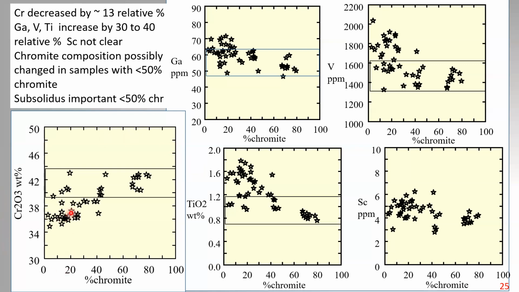So how do you know that chrome number, or Cr2O3, however you measure it, is not just the original chrome content of the cumulus chromite? It hasn't changed at all. Well, this isn't my data, but I suppose you could say for the bottom of the LG6, the same problem.